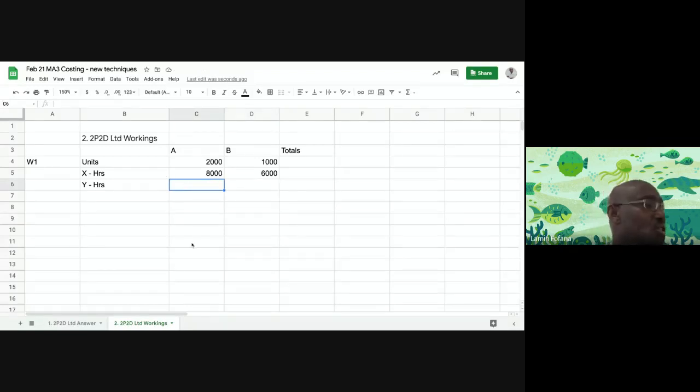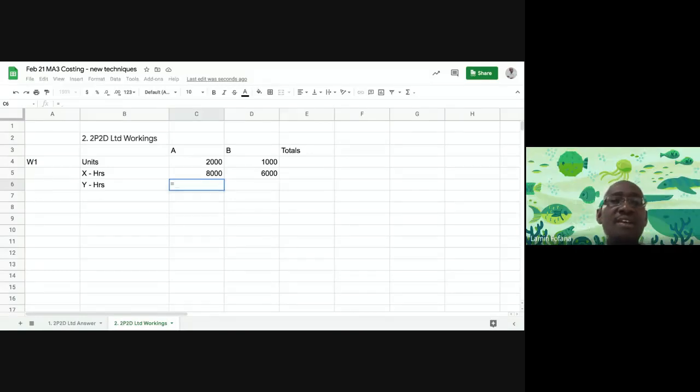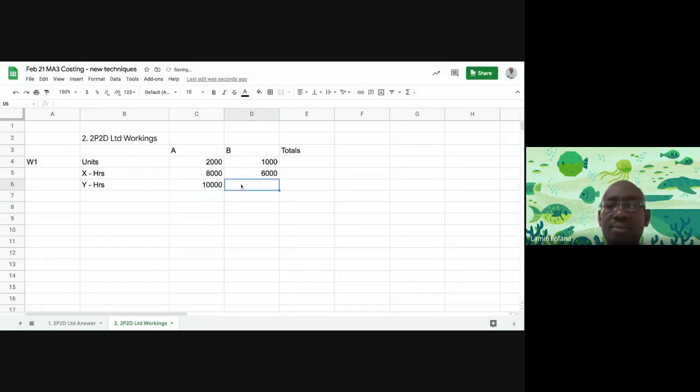Okay. So we go to Y. So Y is how many hours per unit for product A and how many hours per unit for product B? Y for product A is 5, then for product B is 7. Okay, excellent. So we say for Y equals 5 multiplied by C4. And we say equals 7 multiplied by D4.